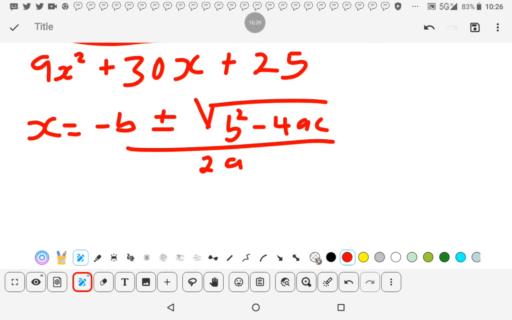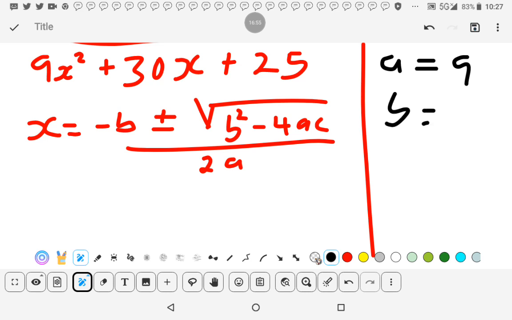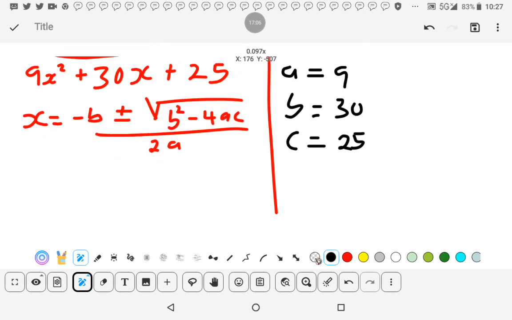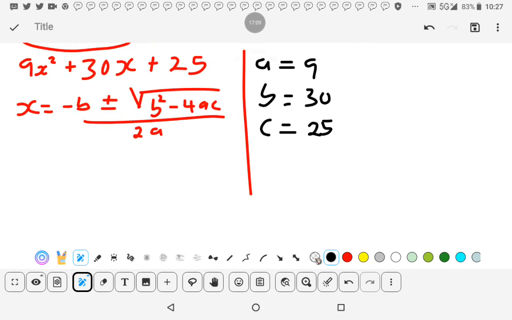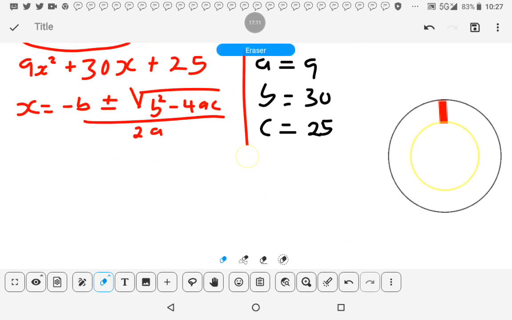And now what is our a? So our a is the coefficient of x squared. Here the coefficient of x squared is 9. So a is equal to 9. And your b is the coefficient of x, meaning that b is equal to 30. And then your c is the constant, meaning that c is equal to 25. We now substitute the values into the formula.